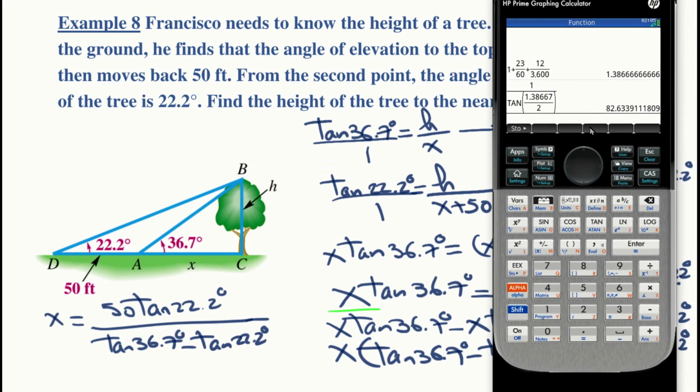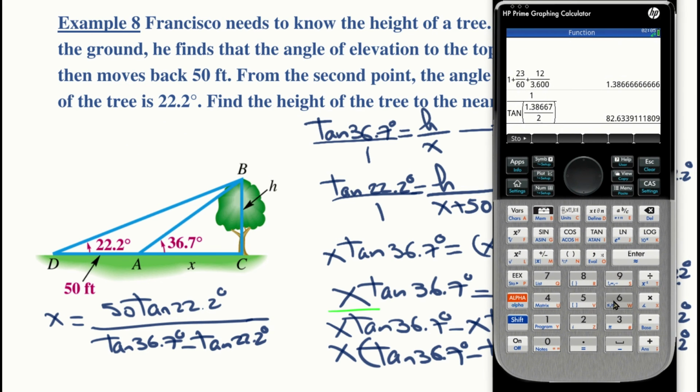Let me move it over here and clear it. All right, so I'm going to put the numerator inside parentheses, so I have 50 times tangent of 22.2. As always, make sure you're in degree mode for the time being. Pretty soon we're going to switch over to radian mode.